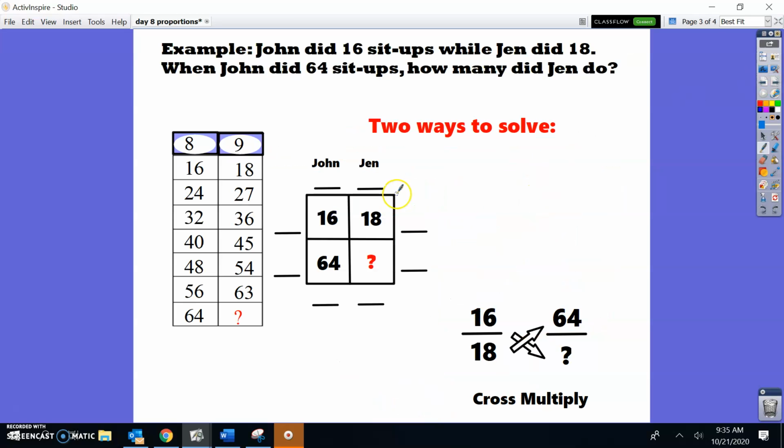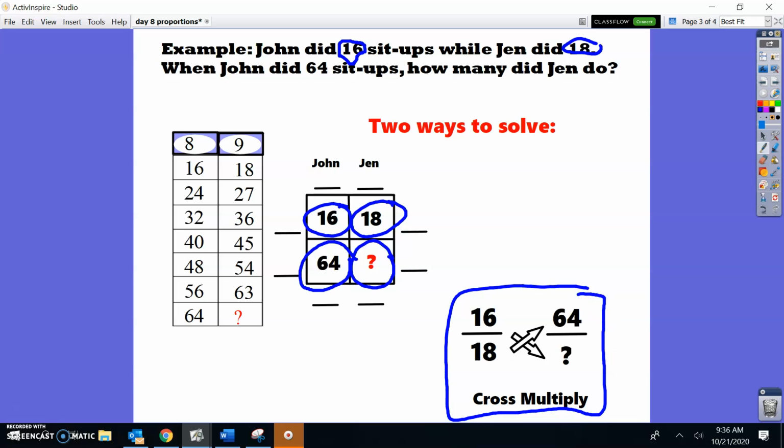Another way to solve this is actually to create a factor puzzle with the numbers in the word problem. So 16 goes here to represent John. 18 goes here to represent Jen. 64 goes here to represent John, and we're trying to find that missing value. So you could set up a factor puzzle, or you can cross multiply and divide, which is what I did to find our answer, which is 72.